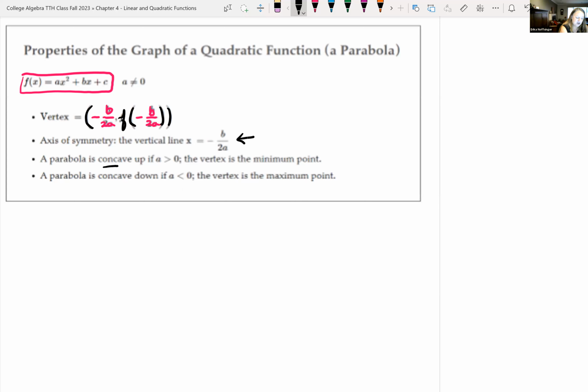We say the parabola is concave up if a is greater than 0, and our vertex would be a minimum point. And the graph we would say is concave down if a is less than 0, and our vertex would be a maximum point there. Concavity, we'll get more into when you get into calculus, finding where a function is concave up and concave down. But right now for parabolas, if a is greater than 0, it's concave up. If a is less than 0, it's concave down.